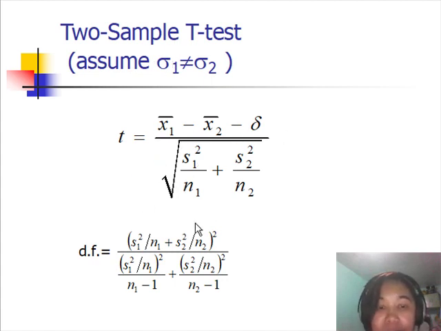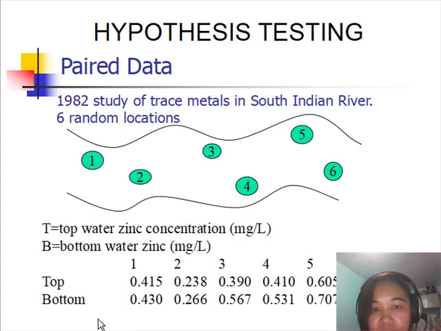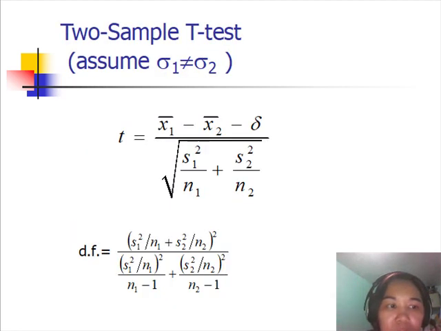Okay, but this is the DF. So DF is quite complicated for this test. So the only difference is that when you assume equality of population variances, you use the pooled standard deviation. But if you assume unequal population variances, you use this formula for the t-test.